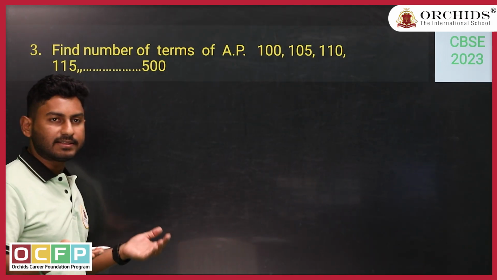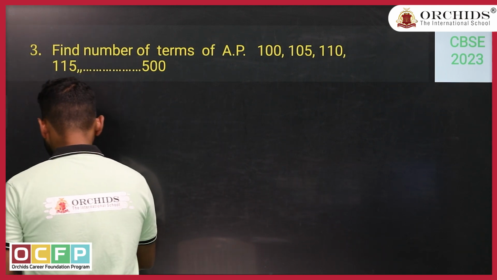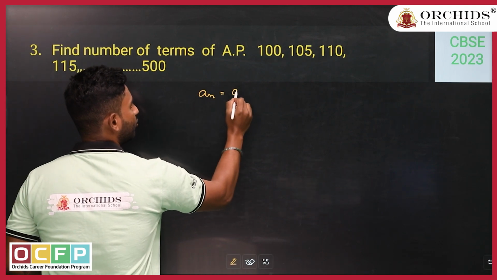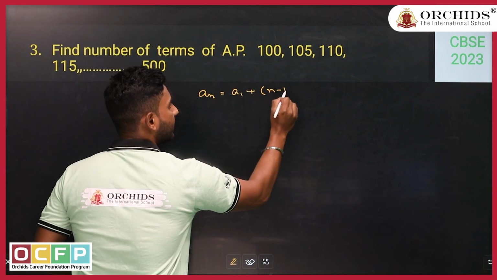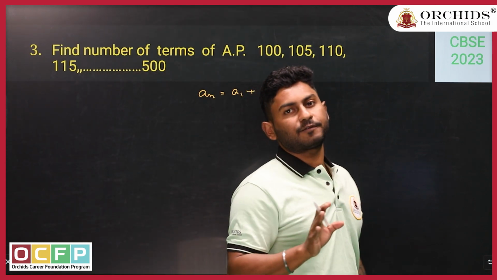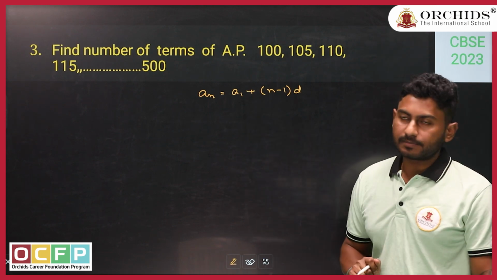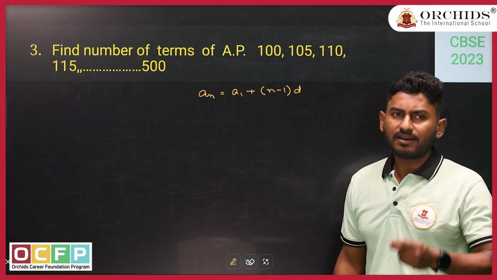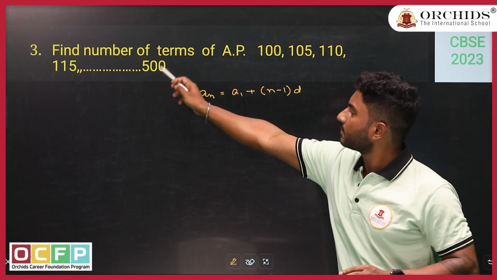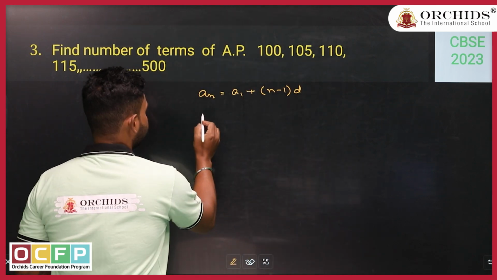Very easy. Again the same particular formula. An equals a1 plus n minus 1 d. I hope today only you will remember both the formulas. So many questions we have in stock. Fine. So here is the formula. Now what is An? Let us assume An is our last term. What is the last term? 500. So let us put An as 500.